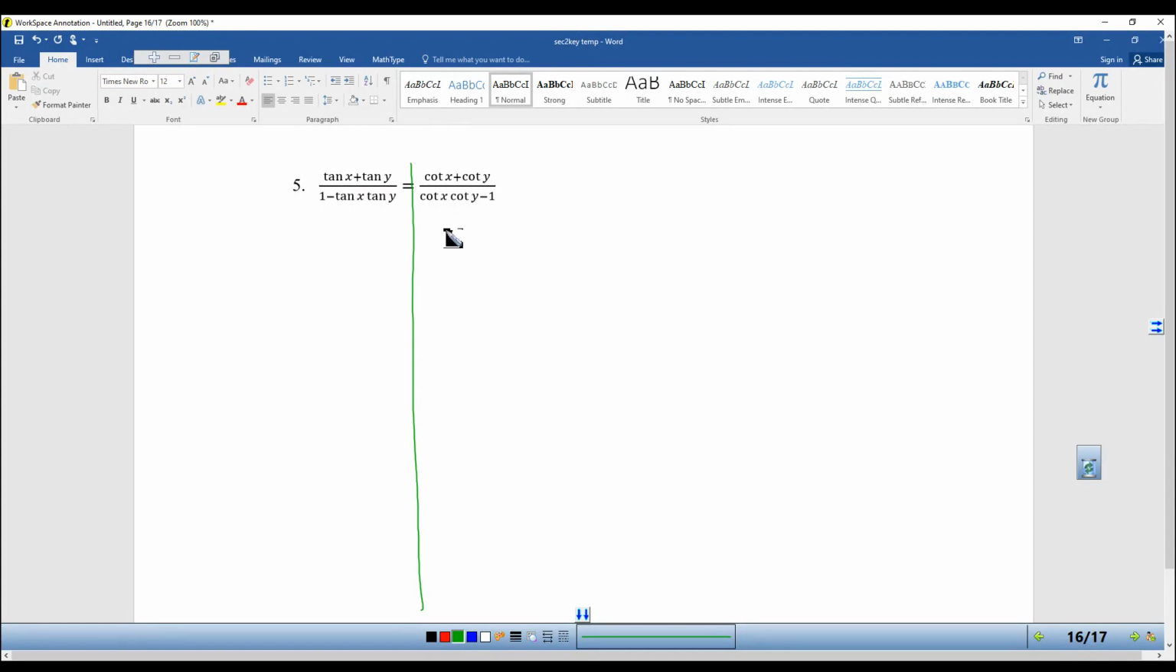So I am going to get I'm going to flip this to 1 over tangent of x plus 1 over tangent of y. And then this would be 1 over tangent of x times 1 over tangent of y minus 1. And then I'm going to get a common denominator. So this one needs, notice I'm showing my work. That's what I want to see from you. And this one needs a tangent of y.